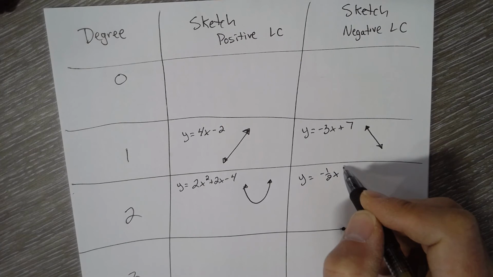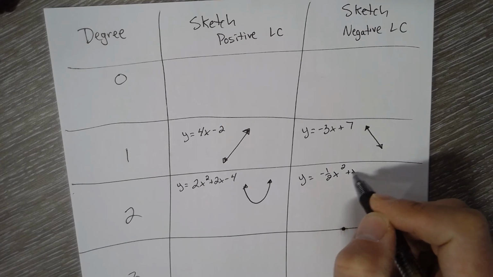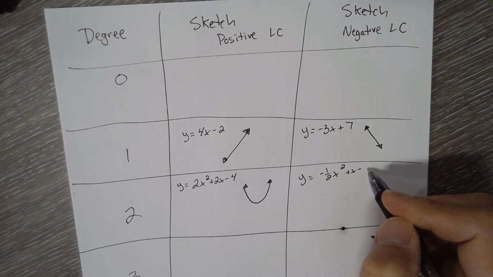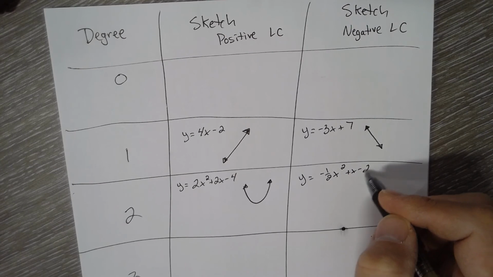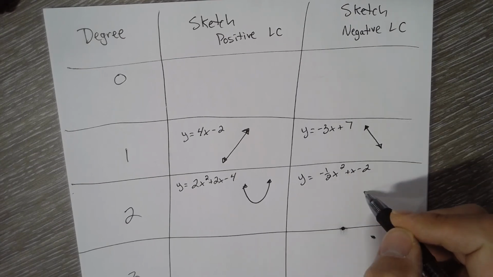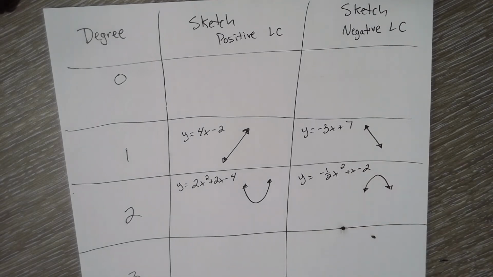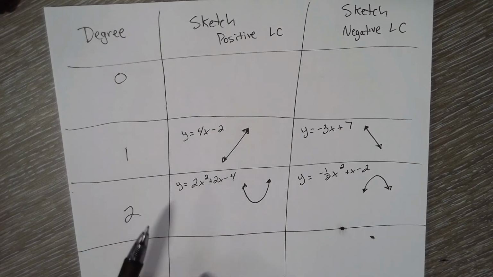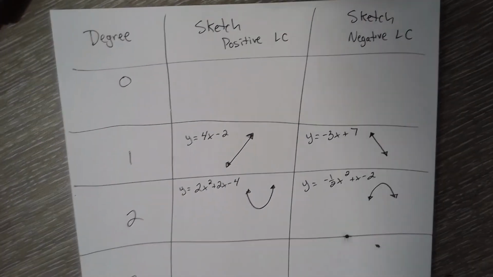And then negative, it just opens down. Okay, so far we might have been able to fill out this chart because we're pretty familiar with lines. We're hopefully kind of familiar with parabolas because we're dealing with them a lot this year.